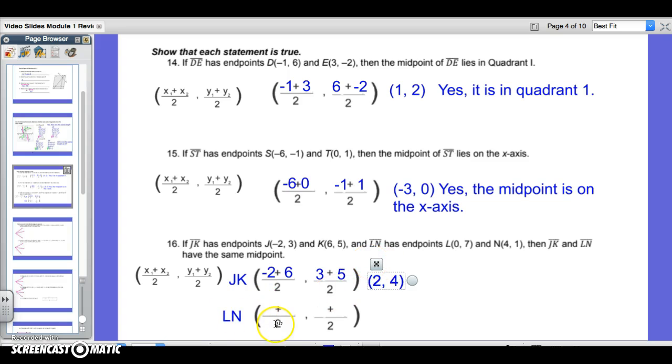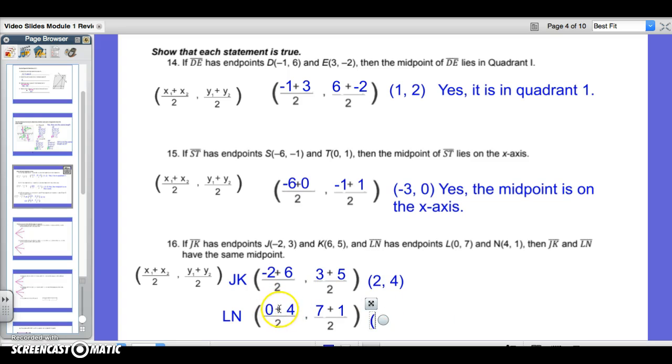Now let's do the same thing for L and N. So L has an x coordinate of 0, and I'm going to add the x coordinate of the N, which is 4. And now we're going to look at the y values. So the y value of L is 7. I'm going to add the y value for N, which is 1. Now looking at that, we can simplify.